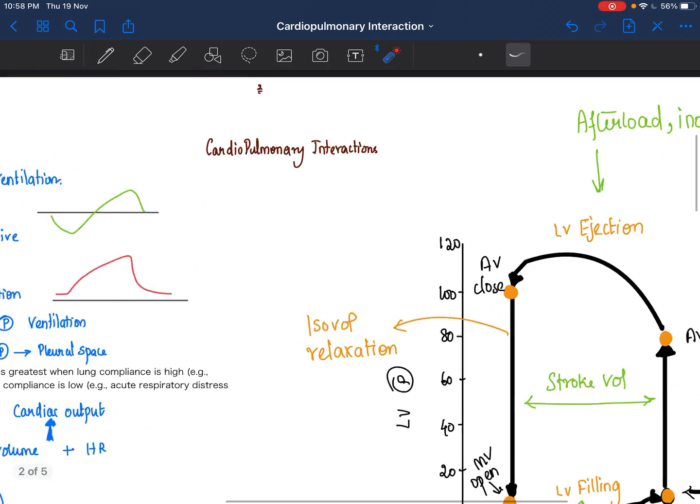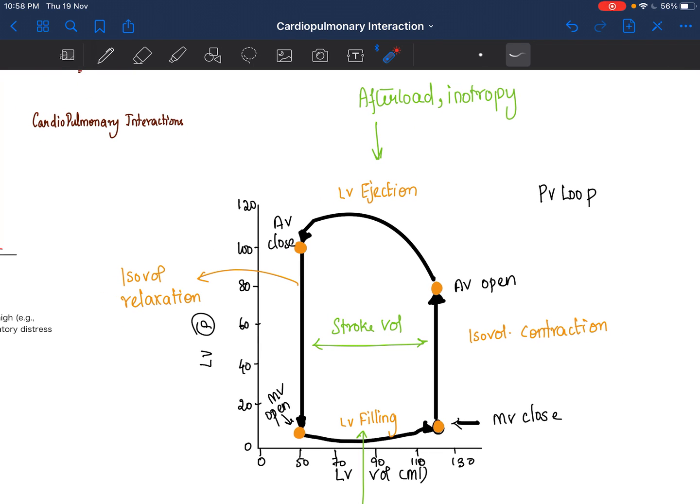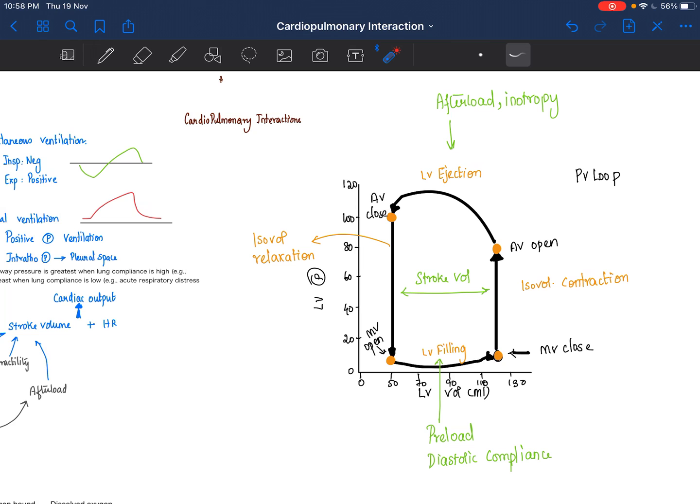We can't cover everything under cardiopulmonary interactions, but this is just the basic, and I urge you to go ahead and read good articles about it, to understand cardiopulmonary interactions in different pathological conditions also, so you know how to manage a patient.